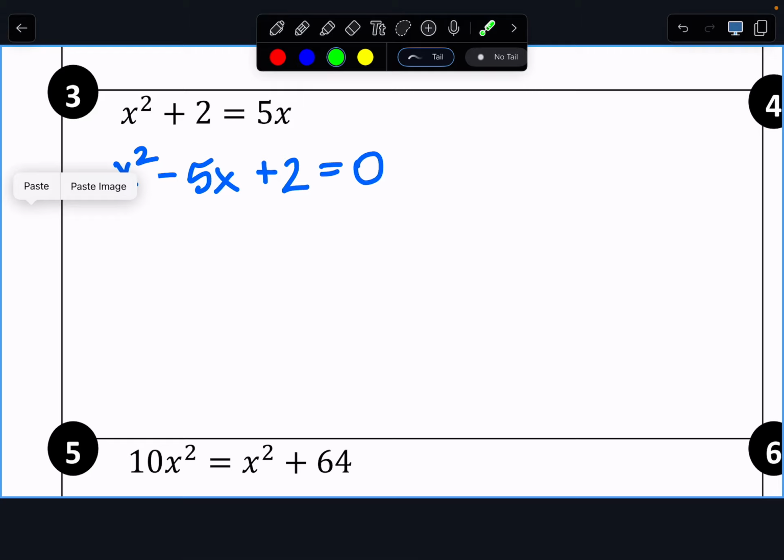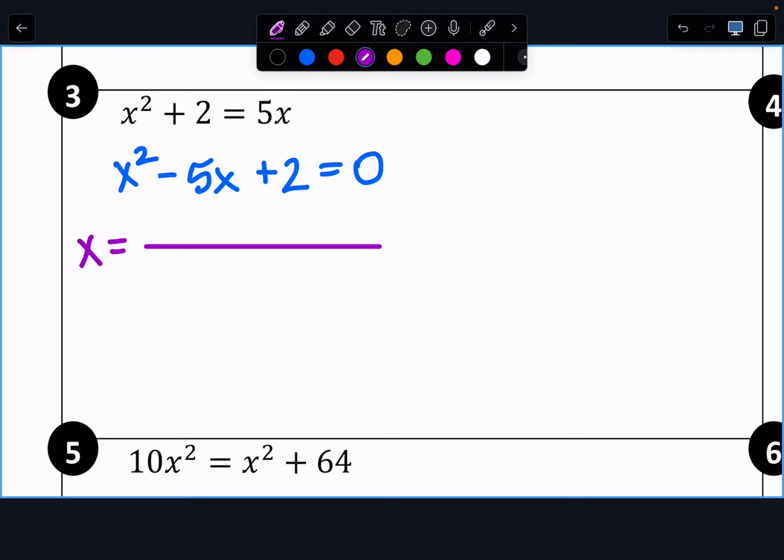So before we would be like, we can't solve it. But now, what do we have? We have the quadratic formula. Here is a time where we have no other option but to use the quadratic formula. So x equals negative b plus or minus the square root of b squared minus 4AC all over 2A.